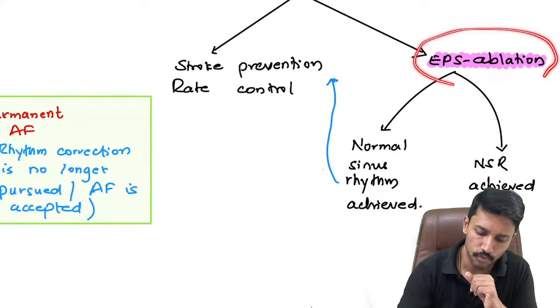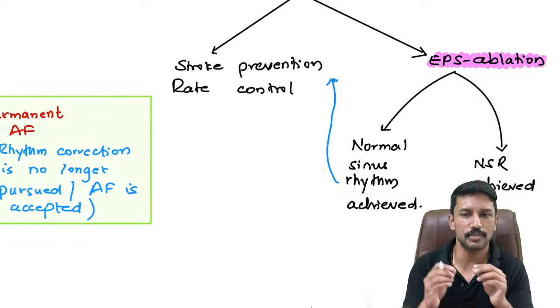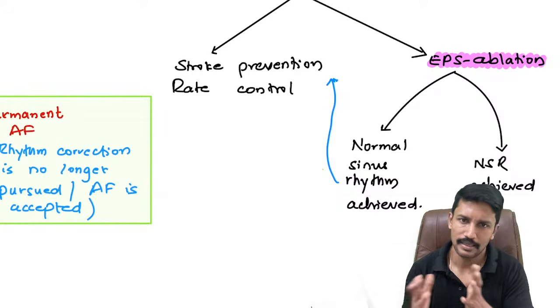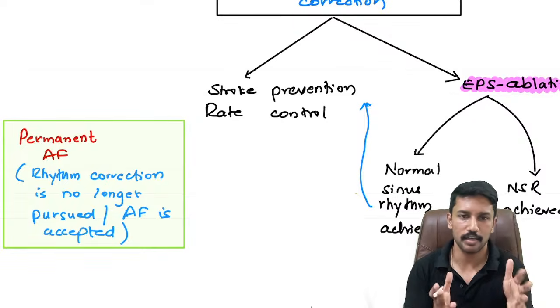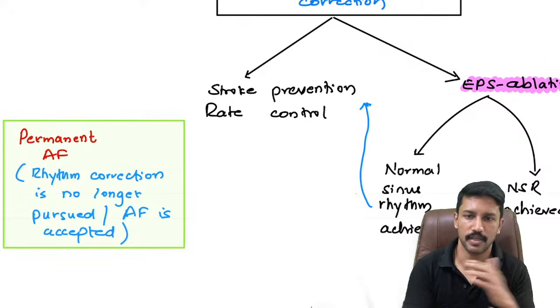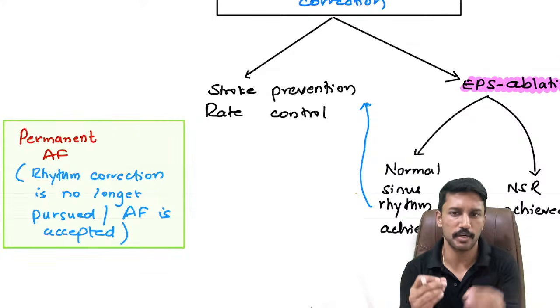Or if the patient cannot afford it, or it is not technically feasible to go for surgery or EPS ablation, in that case, we have to accept that this patient is going to live with AF. In that case, we call it permanent AF, where rhythm correction is no longer being pursued by the doctor and patient.